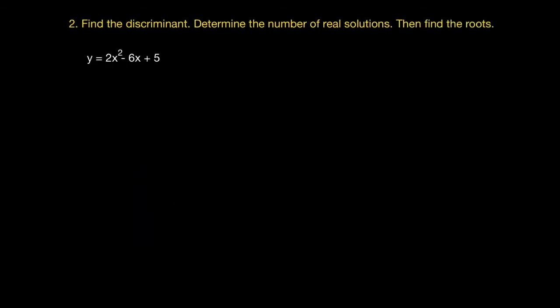Let's view another example. Example number 2, find the discriminant, then determine the number of real solutions. For this example, we're also going to find the roots. So to find the discriminant, I need to calculate b squared minus 4ac. I'll label my key terms and then plug them in. So b here is going to be negative 6. So we get negative 6 squared minus 4 multiplied by a multiplied by c. The a value is positive 2. The c value is positive 5.